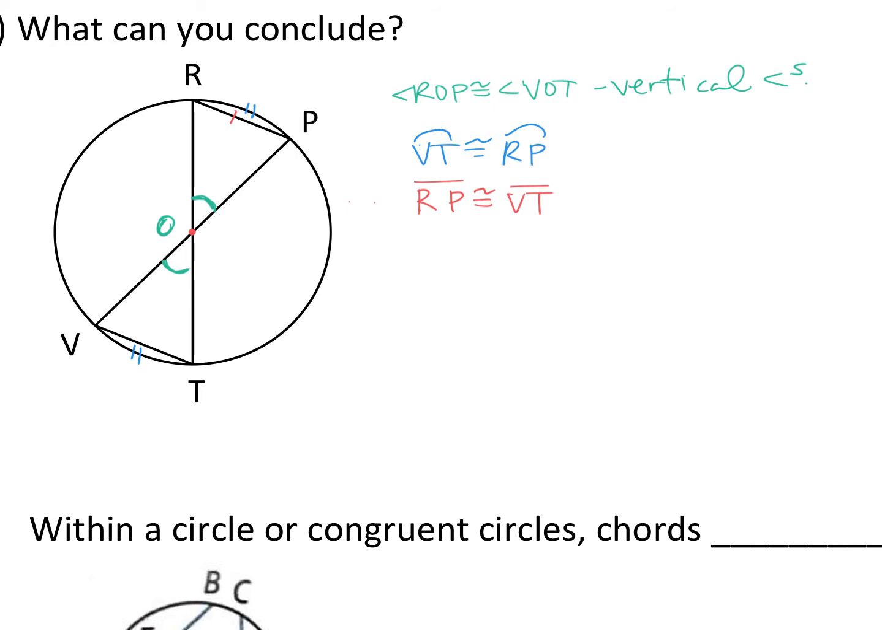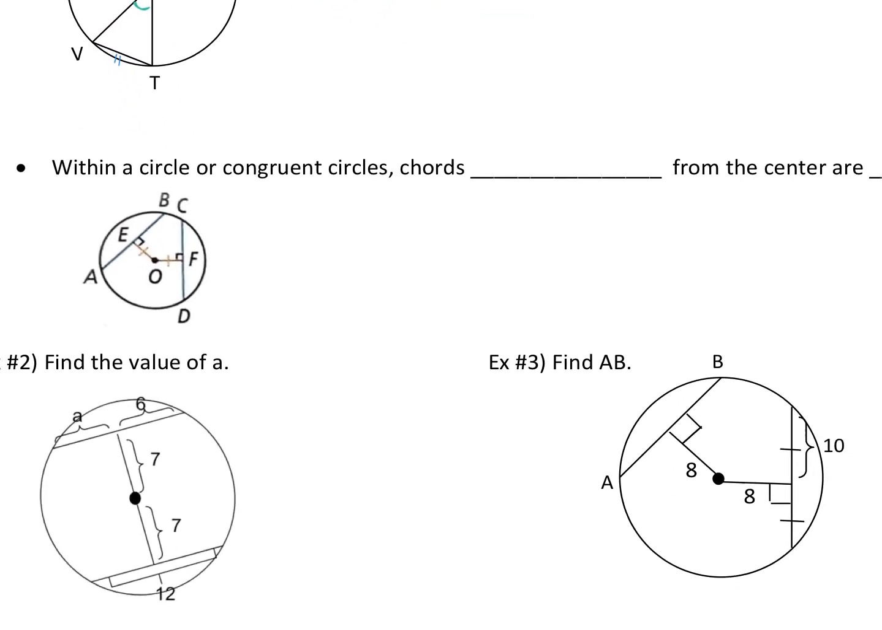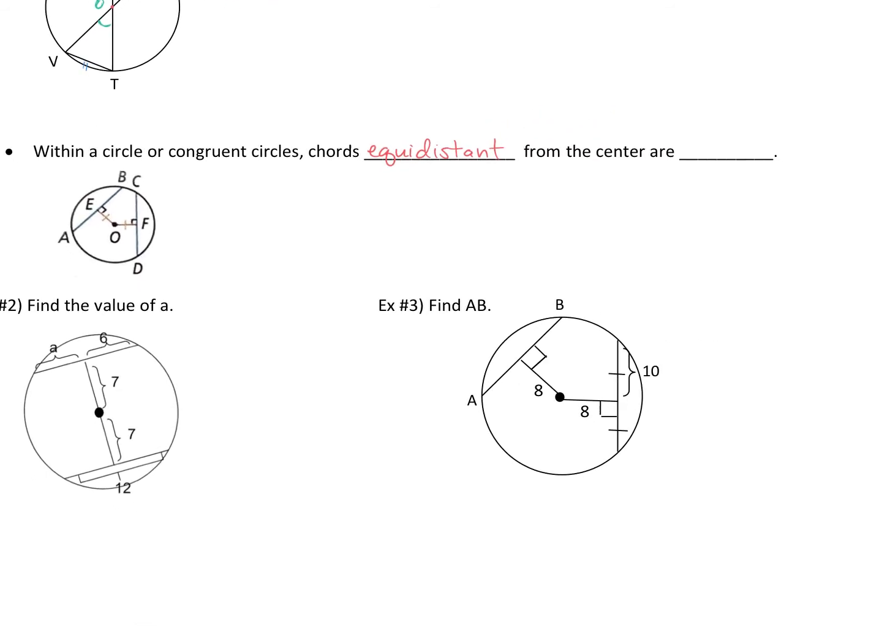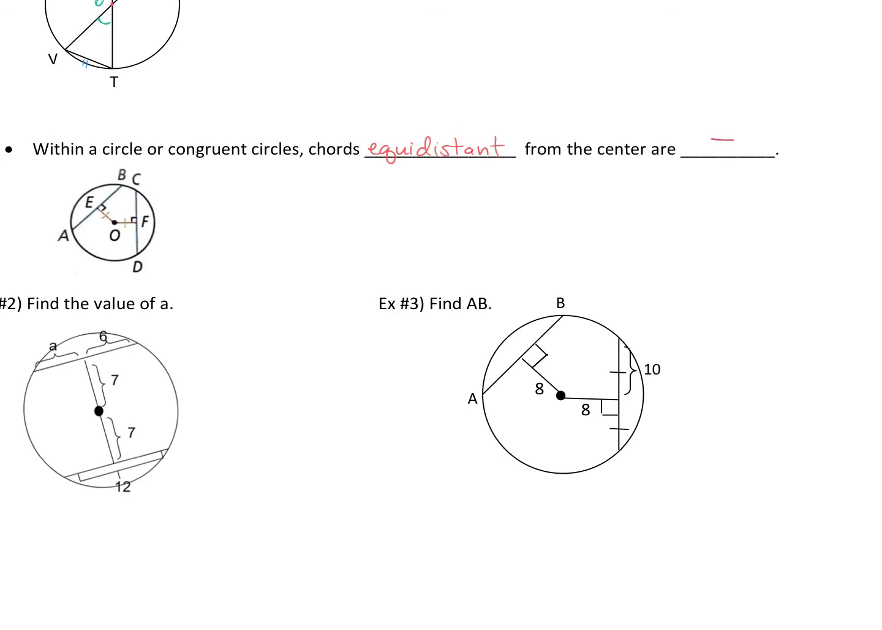Okay, second little theorem here then. It says this: within a circle, or you can have two separate circles as long as they're congruent circles, chords that are equidistant. What does equidistant mean? Equal distance, yes. Chords that are the same distance from the center are congruent.